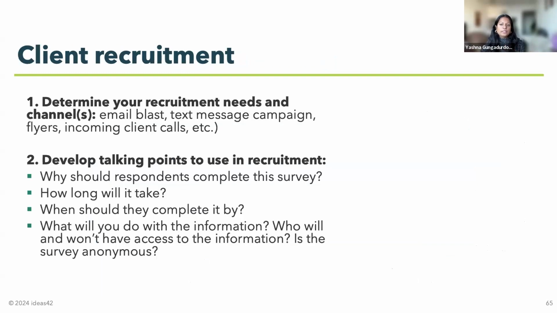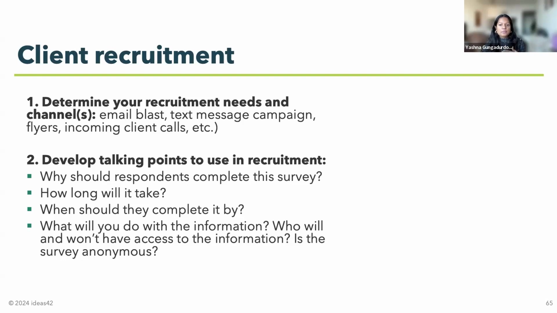Once you decide how you're going to administer your survey, you'll also want to determine your recruitment needs and channels. For instance, will you recruit clients via an email blast, via a text message campaign, through flyers, or maybe through incoming client calls? It is important to note that client recruitment and survey dissemination can sometimes overlap. So for example, if you're doing an email blast to clients and the email includes recruitment content already, then you don't really have to think of them as separate things.